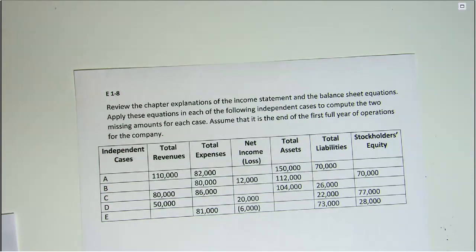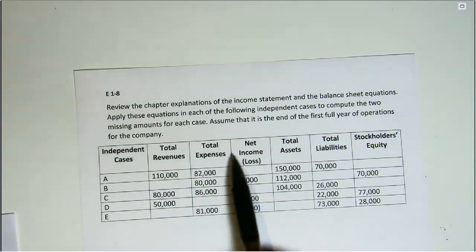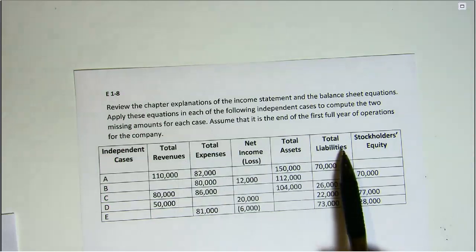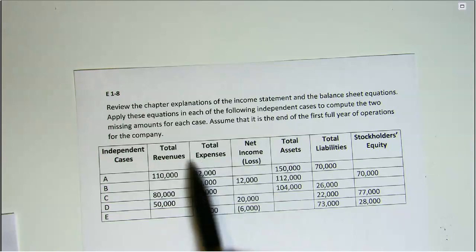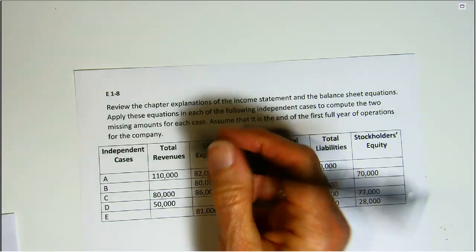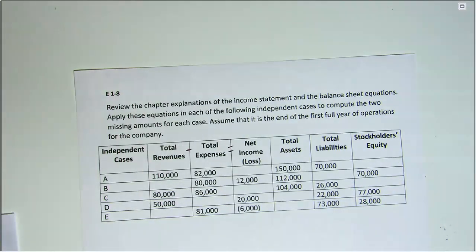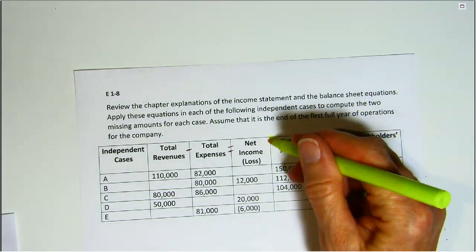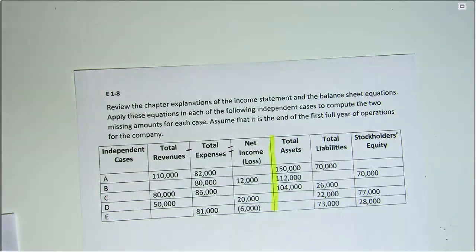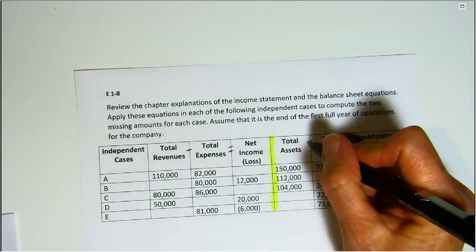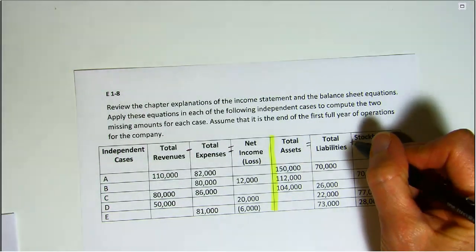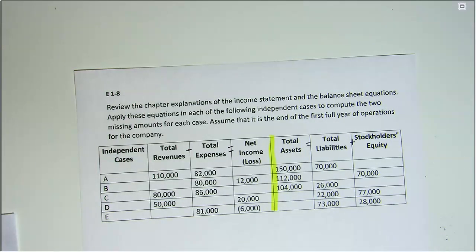But if we look at what information is across the top here, what we have is the income statement formula here. Revenues minus expenses equals net income. And then, let me draw a line between these two here. On this side, the right side, we've got the accounting equation. Assets equal liabilities plus stockholders' equity. So again, we can just use our calculations.